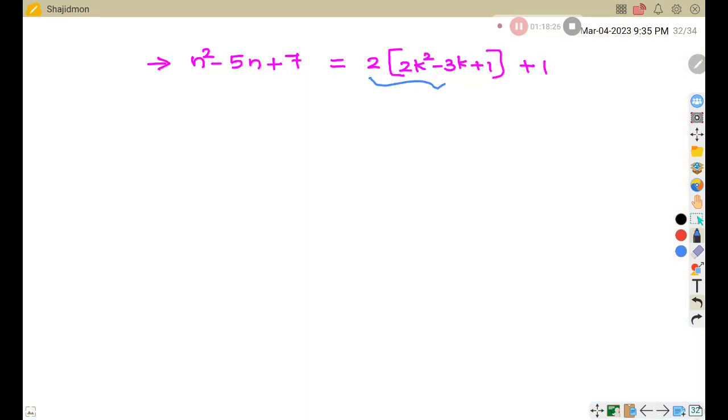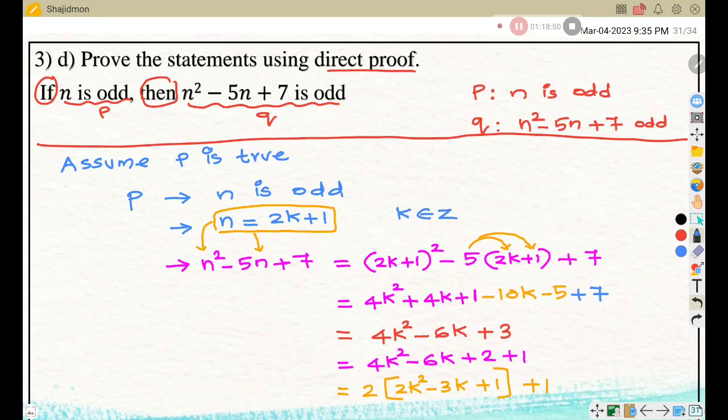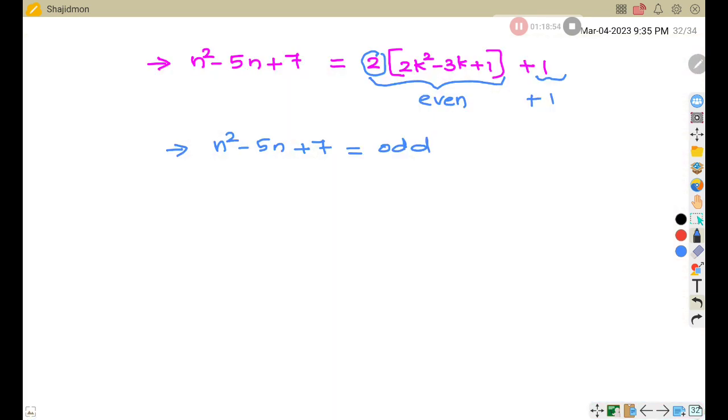That means this number is an even number because 2 multiply is coming here, 2 multiply means even number, plus 1. Even number plus 1 means what type of number? Odd number, correct. That means we got n square minus 5n plus 7 is an odd integer, correct. That is what the Q statement says: n square minus 5n plus 7 is odd. So we go to Q. Q is true.